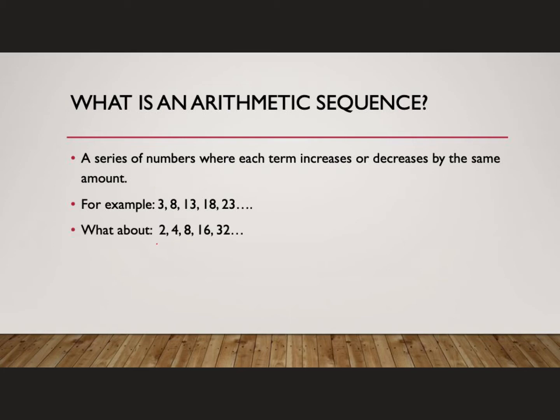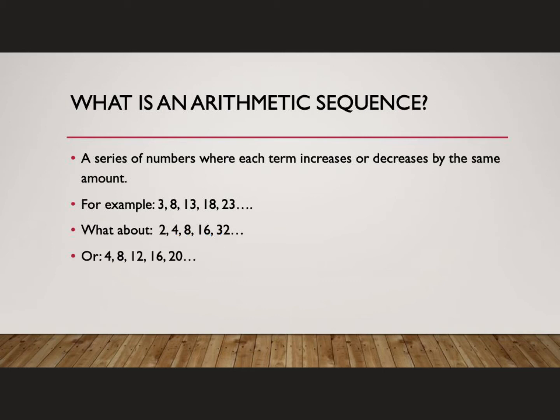So what about this series? 2, 4, 8, 16, 32. When I look at this series, I can very easily tell what the next number would be. The next number would just be 64. But if I look at what's happening in this series, here I increase by 2, here I increase by 4, here I increase by 8, here I increase by 16, so it is not an arithmetic sequence because it does not increase by the same amount.